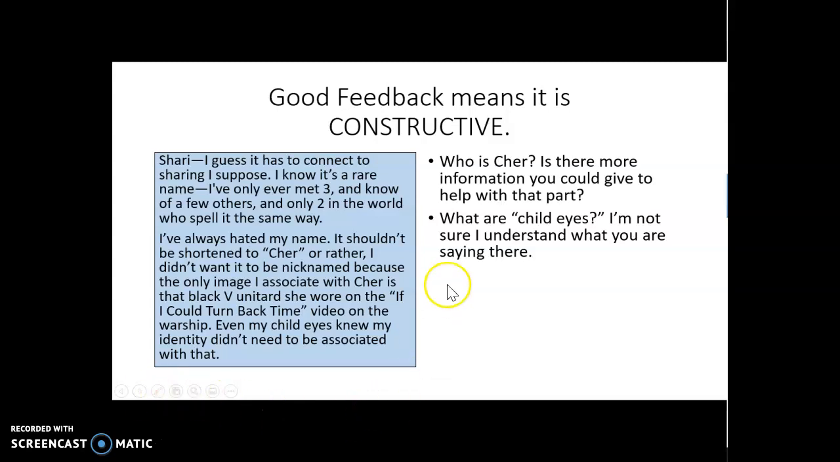So there are 2 examples on your screen here. I realize they're mostly questions, but that's a primary form for giving constructive feedback. We want to make sure we identify things about the piece that are both good and things that are confusing or things that may need attention for the writer.